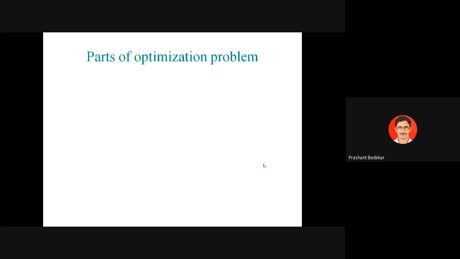With the parts, we will then proceed. After studying the parts, we will proceed to formulation of the problem, which will lead us to know about the two broad categories. There can be n number of categories, but there are two broad categories of optimization problem. Let's see the parts of an optimization problem.